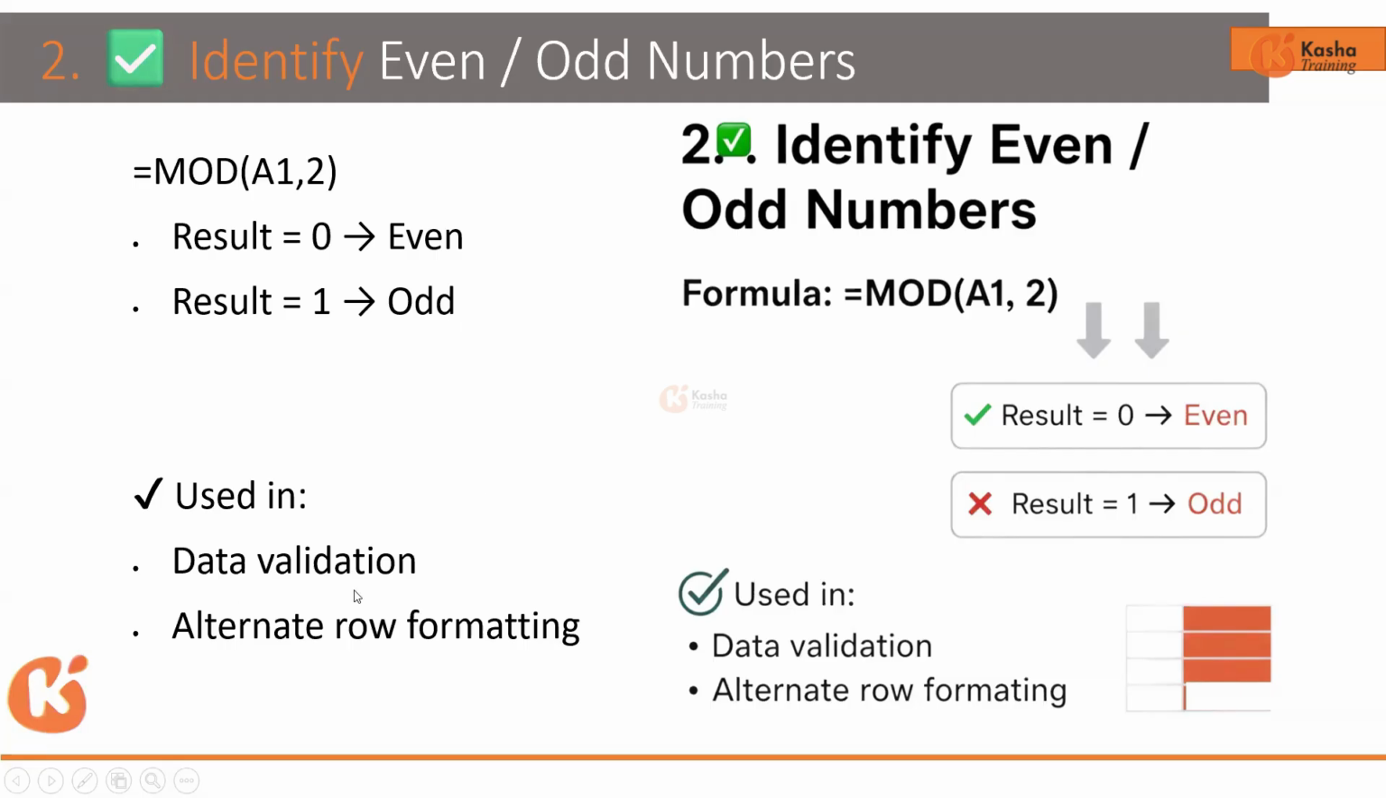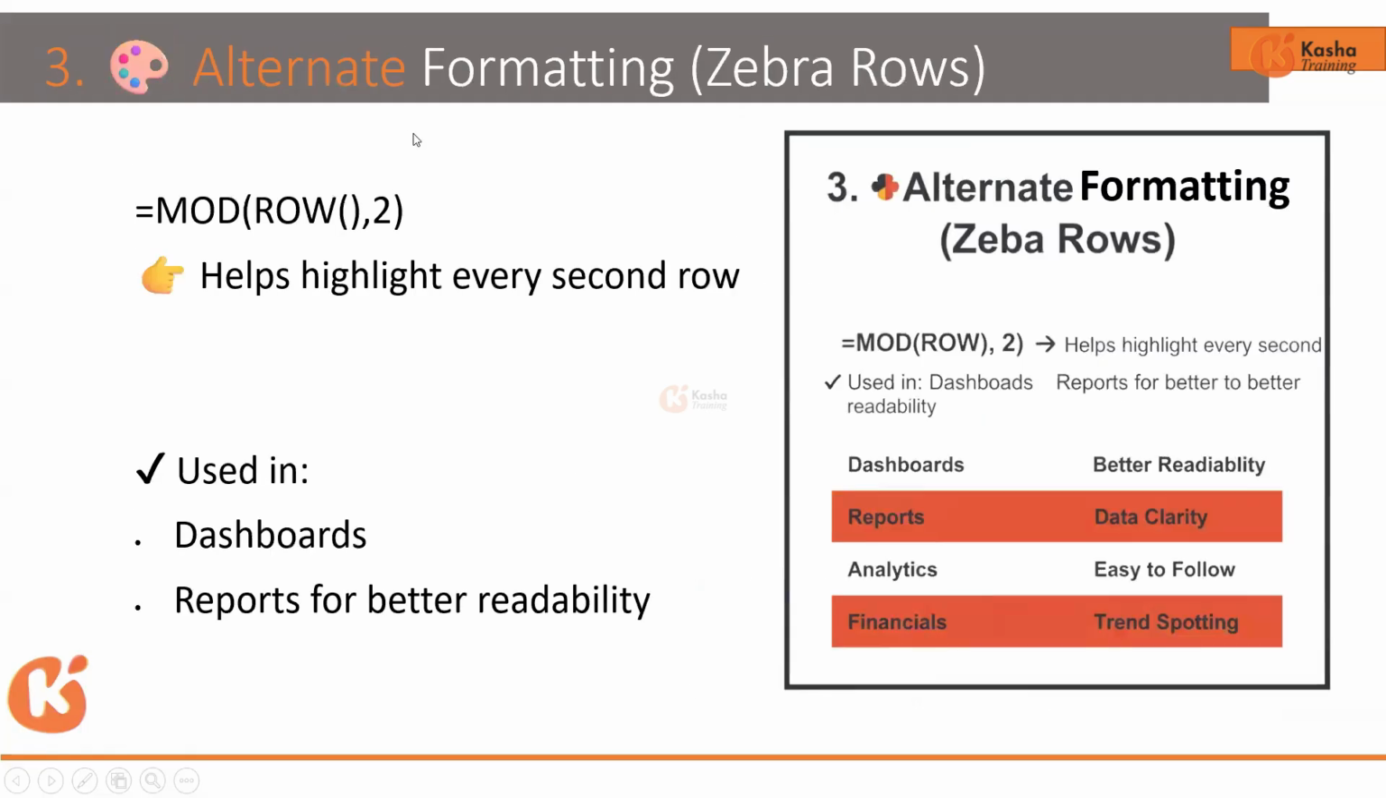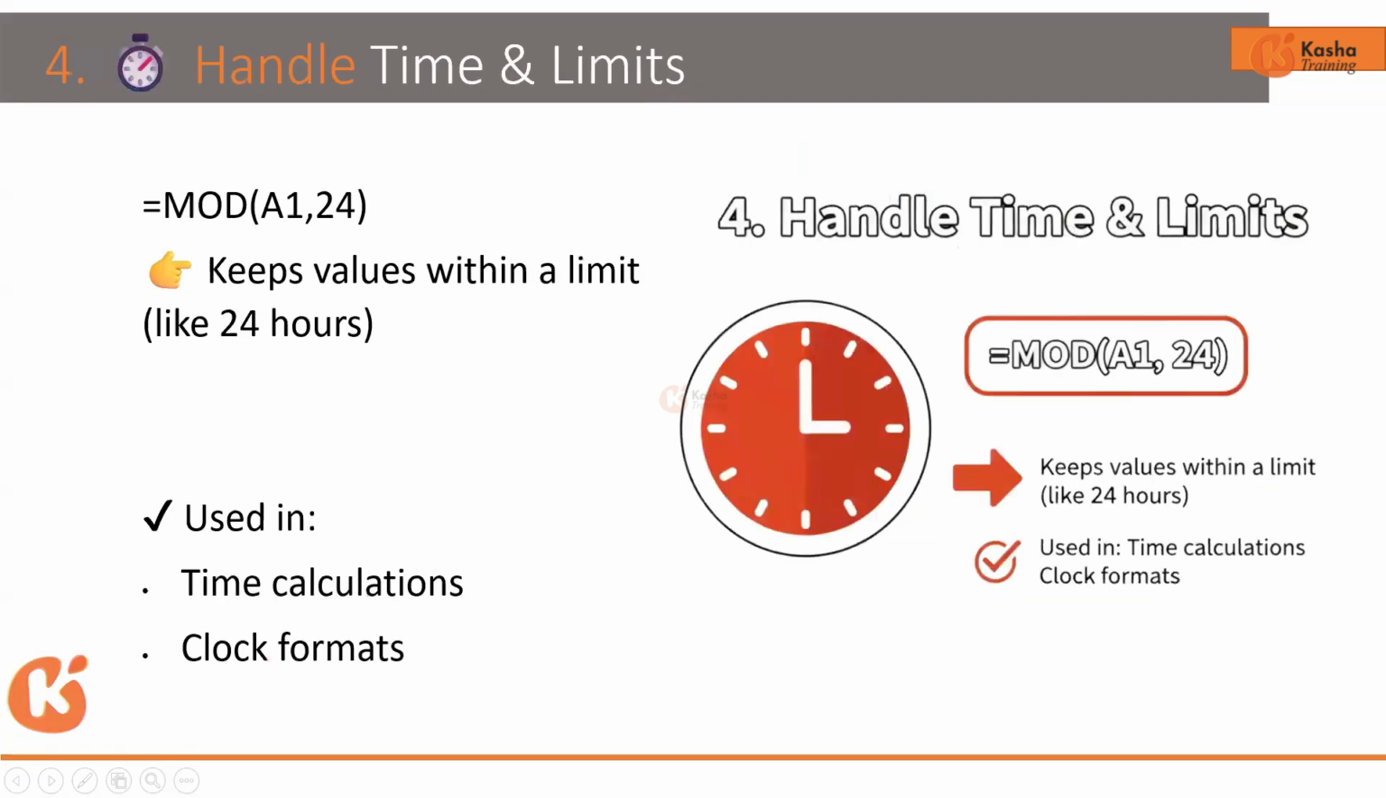It is also used for data validation. It is used for alternate row formatting, which is the zebra row. Alternate formatting here helps highlight every second row. You can see like this one is highlighted. Every second row is coming as a highlight, right? It is used basically in a dashboard, and it is also used in a report for better readability. So this is what the MOD function is.